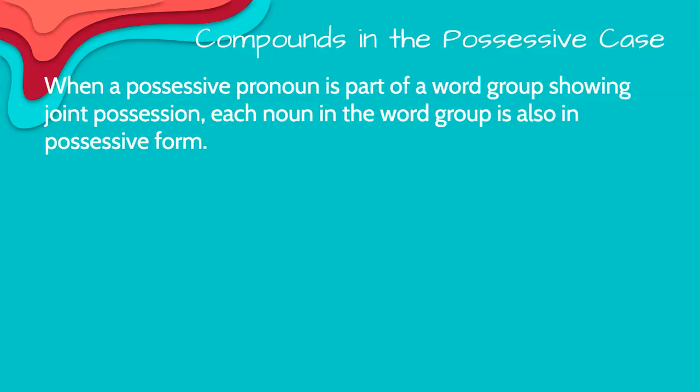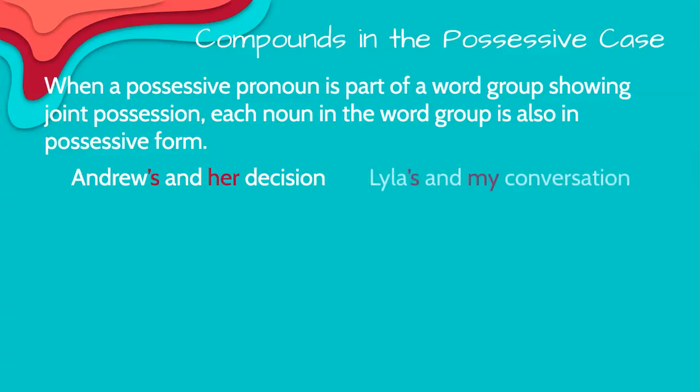When you have a possessive pronoun that's part of the group showing joint possession, the rule is slightly different. Here you actually have to add the apostrophe S to any noun in the word group. So it's Andrew's and her decision. Lila's and my conversation. So here both are possessive.